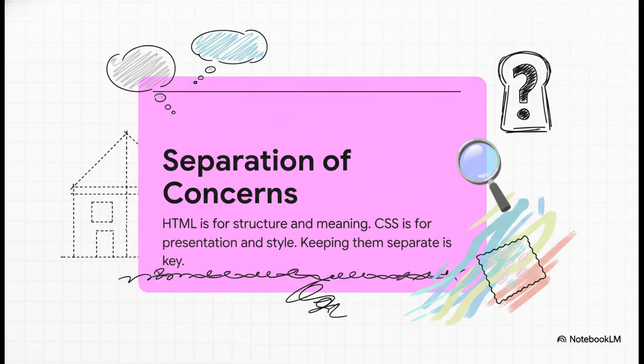HTML is for meaning and structure. CSS is for presentation and style. The expert developer has this rule burned into their brain, and it leads to code that is cleaner, way more accessible, and so much easier to maintain.